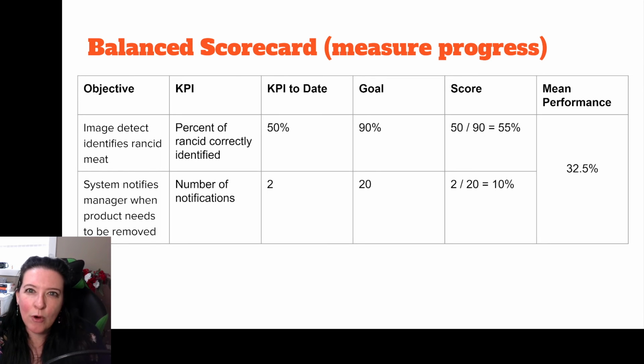And our mean performance is how well we're doing overall on the project. And so it's just the average of the scores. So we take 55% plus 10%, divide by 2, we get 32.5. Okay.